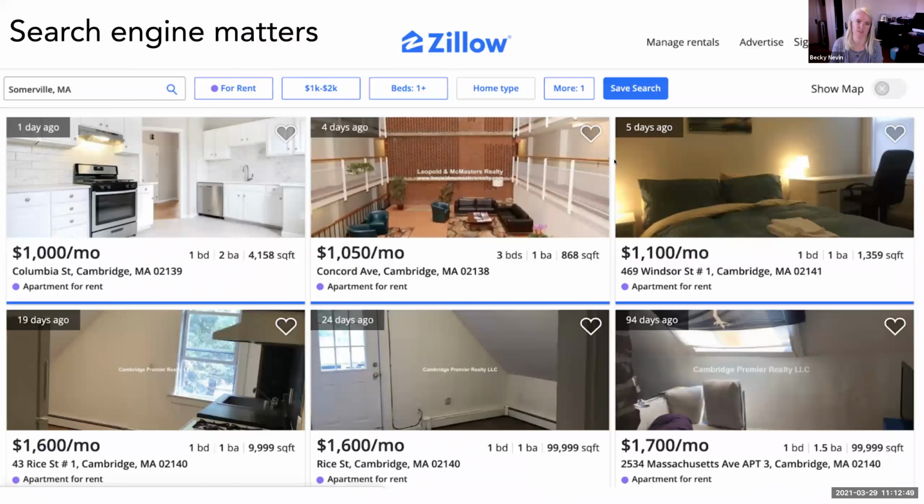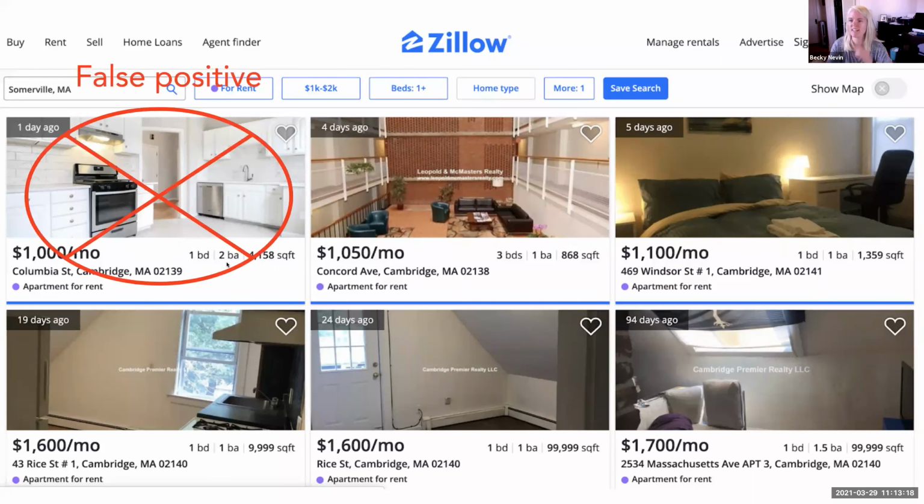Instead, I'm going to go to a different search engine, because what you're using matters. I'm going to use Zillow. And here I am searching between 1K and 2K for apartments in Somerville. If any of you live in Somerville, you might know that these are all ridiculously inexpensive. For example, this top left one looks like it has a modern kitchen and it's 4,000 square feet. That is huge, and it's only $1,000 a month. This is a definite false positive of this detection algorithm. So it's important to characterize that and know what your false positives might be from your tool.